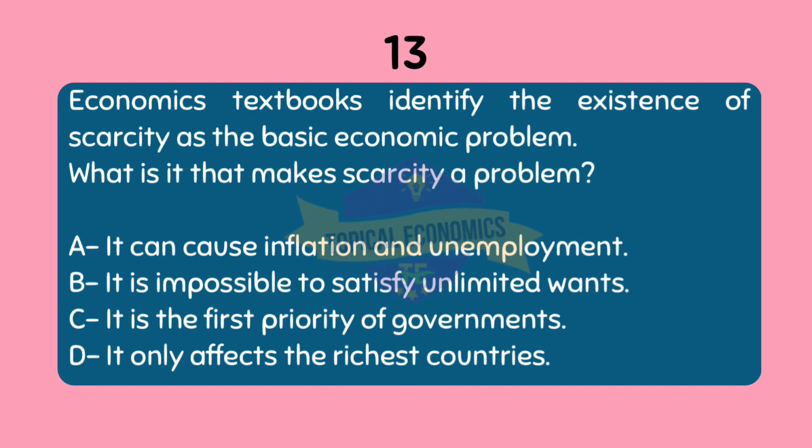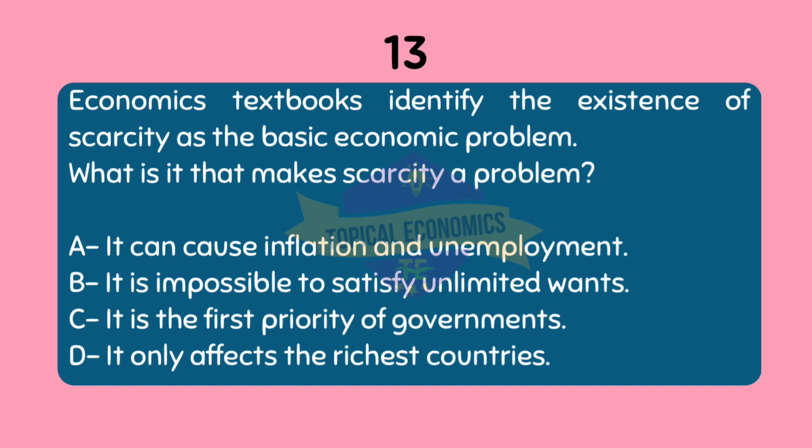Economics textbooks identify the existence of scarcity as the basic economic problem. What is it that makes scarcity a problem? A. It can cause inflation and unemployment. B. It is impossible to satisfy unlimited wants. C. It is the first priority of governments. D. It only affects the richest countries. This question is from year 2018 May-June version 3 paper. The correct answer for this question is Option B. It is impossible to satisfy unlimited wants.